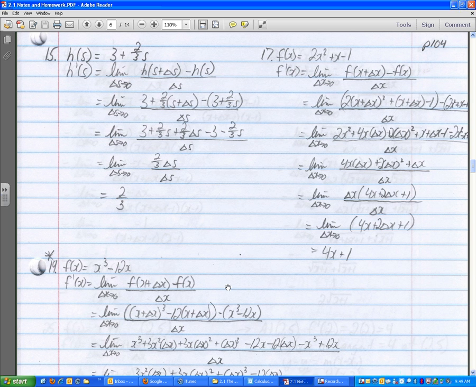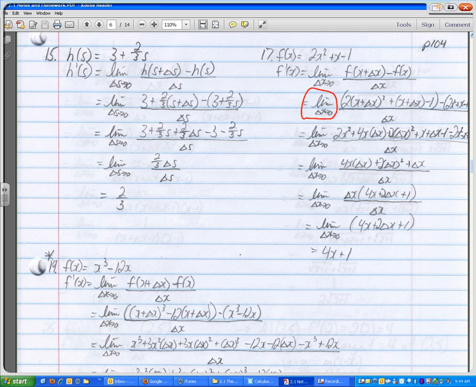All right, so we have the limit as delta x approaches 0 of f of x plus delta x. So go to your function f. Every time you see x, replace it with x plus delta x. So instead of 2x squared, it's 2 times (x plus delta x) squared. Instead of plus x, it's plus x plus delta x. Instead of minus, oh, it stays minus 1, doesn't it? All right. You good with f of x plus delta x?